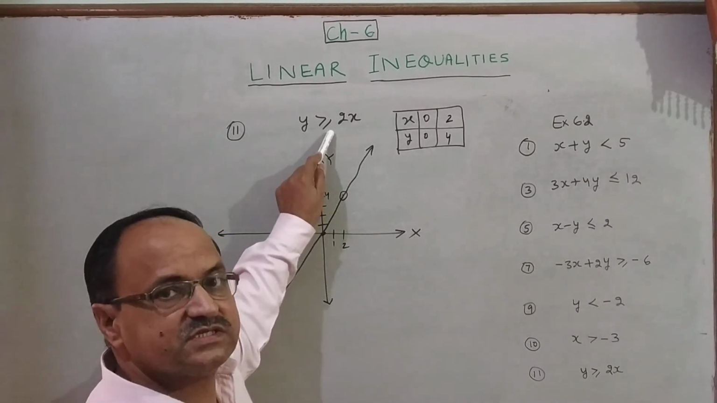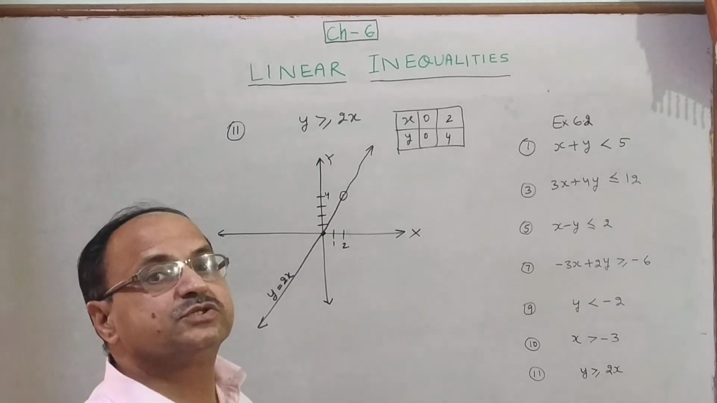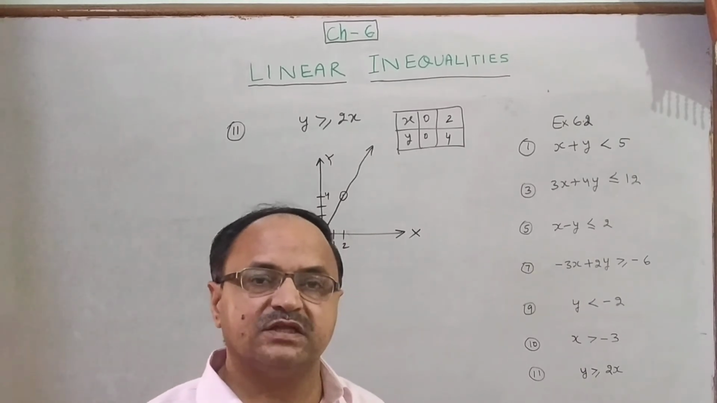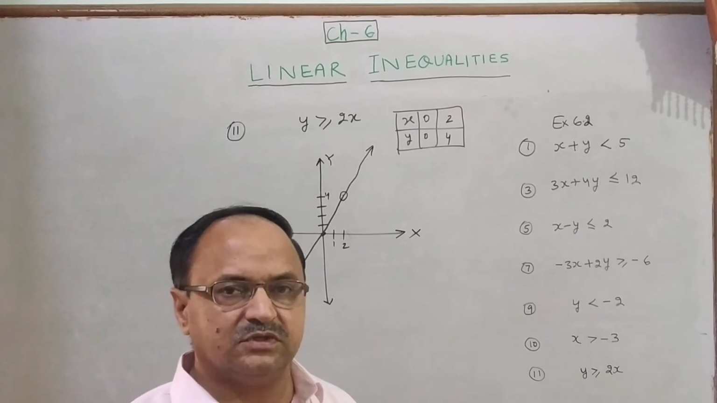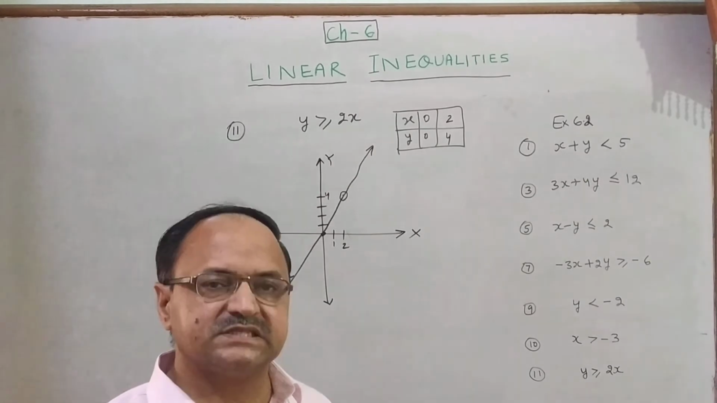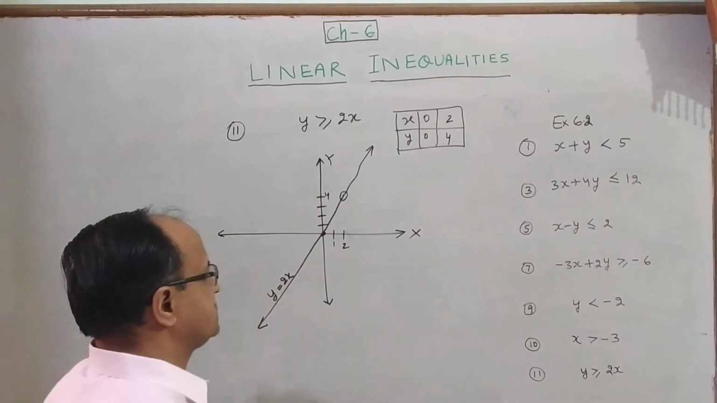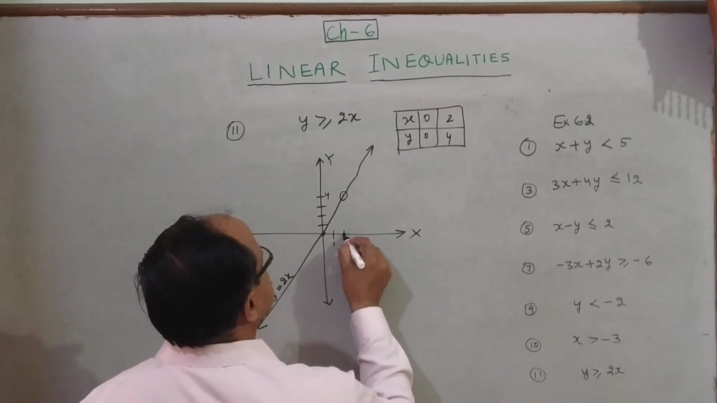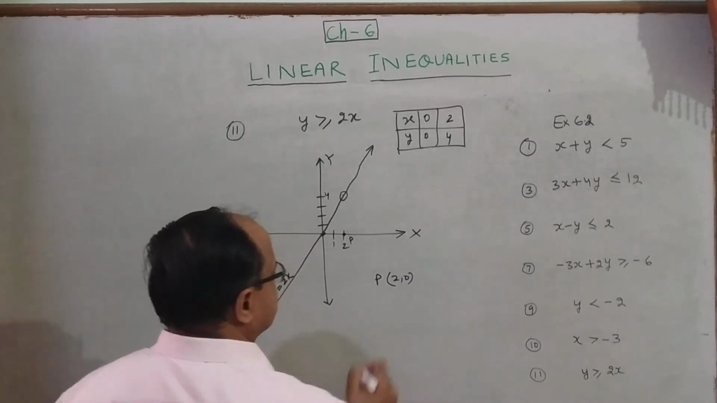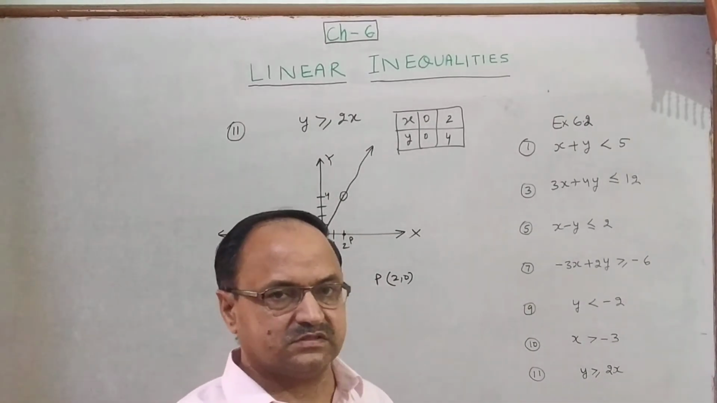For this question, specifically, we don't take 0, 0 because this line passes through the origin. So we can't take the value x is equal to 0, y is equal to 0. In this type of question, we take any value from the x-axis or y-axis. I choose a point from the x-axis. I choose this point.